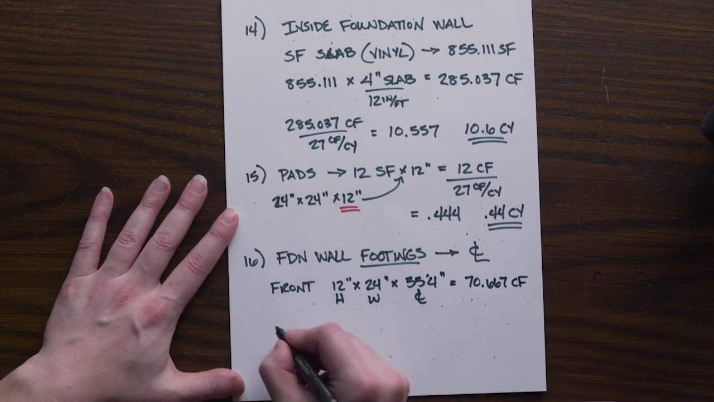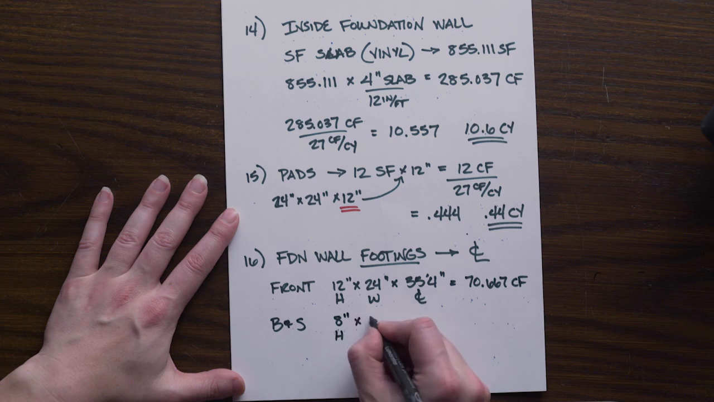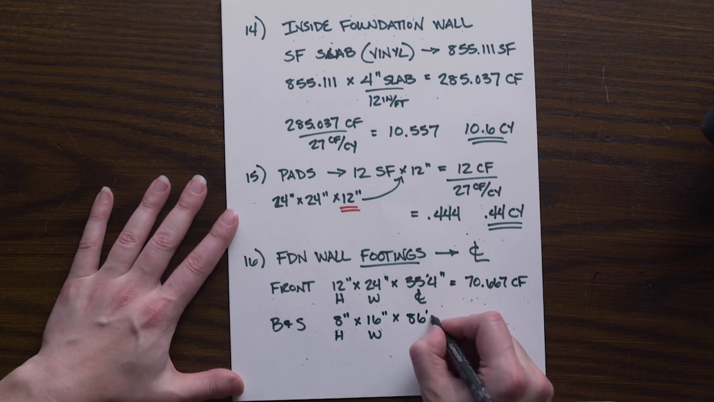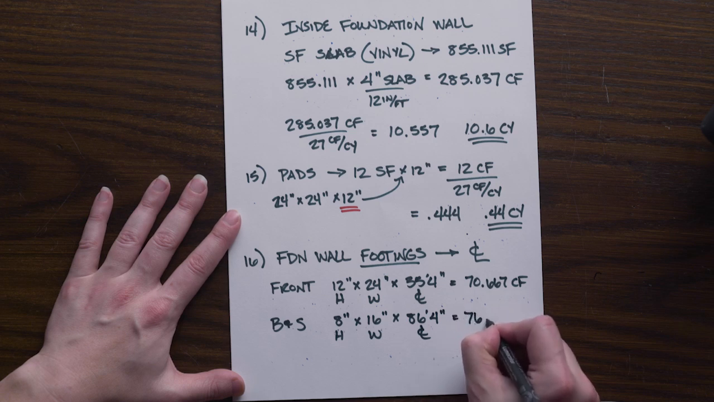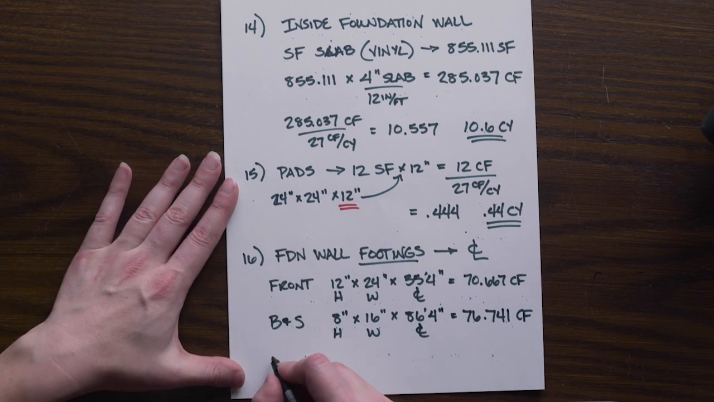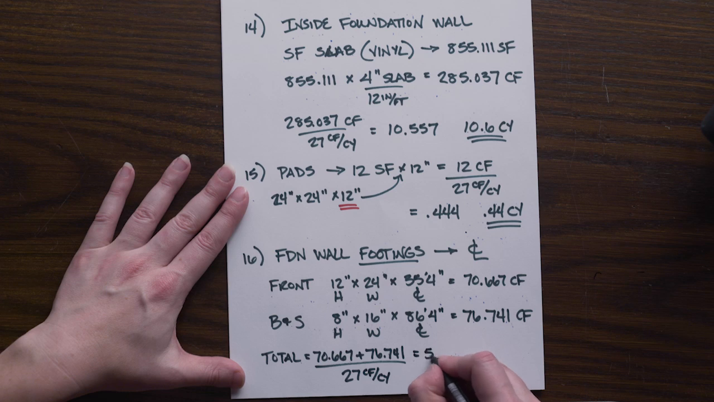70.667 cubic feet. The back and sides we can lump together because they are all 8 inches in height, 16 inches in width, and we calculated the center line perimeter for that in number 3 as 86 foot 4 inches. And we get 76.741 cubic feet. If we want to total it up, we just add the two together, 70.667 plus our 76.741, convert it into cubic yards, and we get 5.4595, or roughly 5.46 cubic yards.